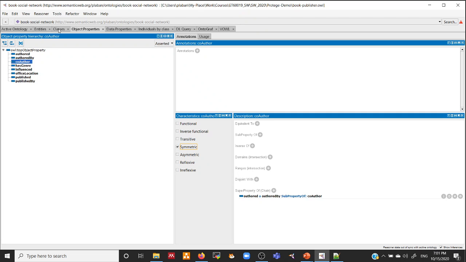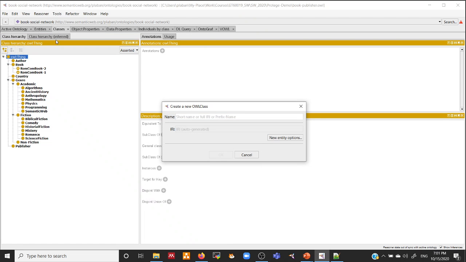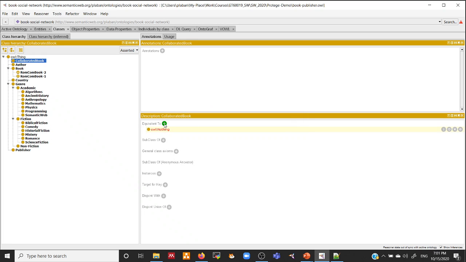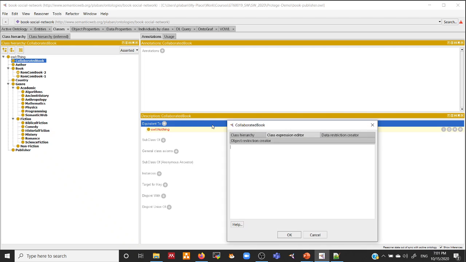So we go to classes and create one new class, which is collaborated book, right? Let us name it that. Okay, it's fine. So we'll just modify it and try to make it equivalent to book, and it should be authored by. So this is how we specify it.